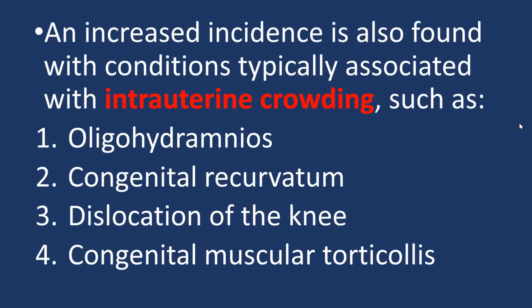An increase in the incidence is also found with conditions typically associated with intrauterine crowding. What do we mean by intrauterine crowd? Oligohydramnios, يعني ما بكون عندهم amniotic fluid. مشان هيك it will compress the fetus. And this has been associated with DDH.